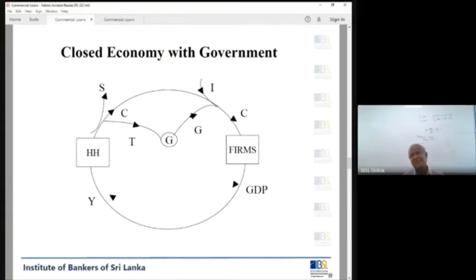But government as a unit, as a sector, as a player, is a very lazy entity. Why do I say so? Government in any country depends on other people's money.